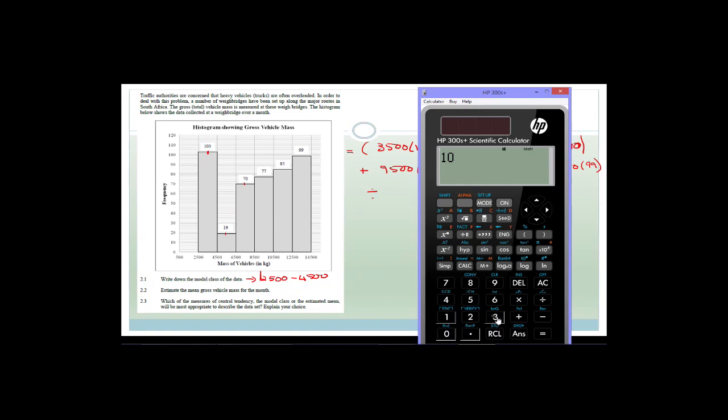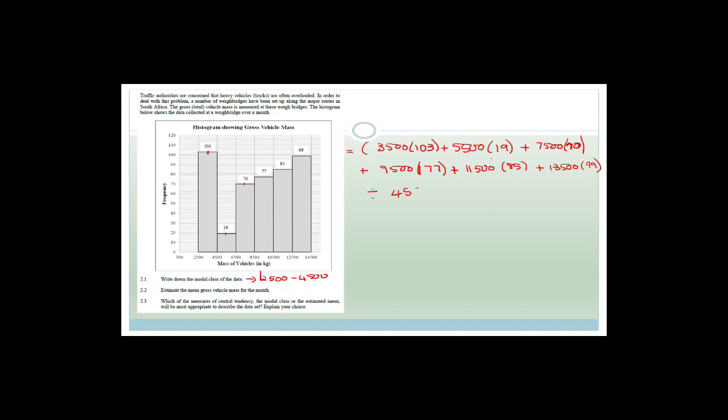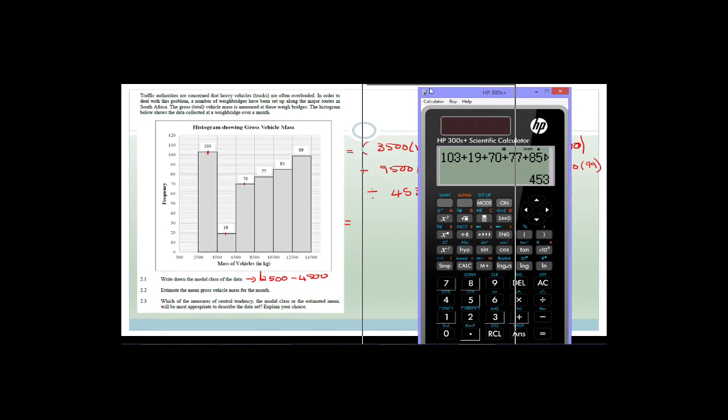So 103 plus 19 plus 70 plus 77 plus 85 plus 99 equals 453. So it's 453 cars that came by. So let's work that out now. So let's do it straight from the top.